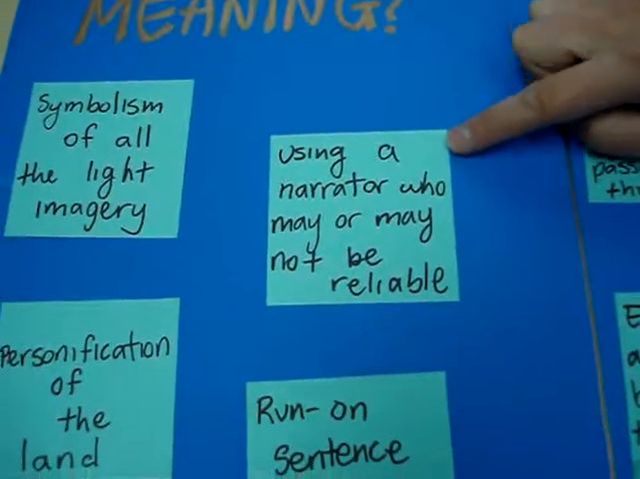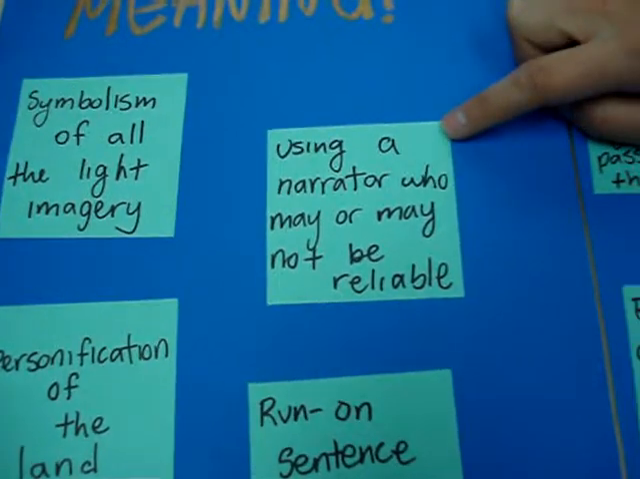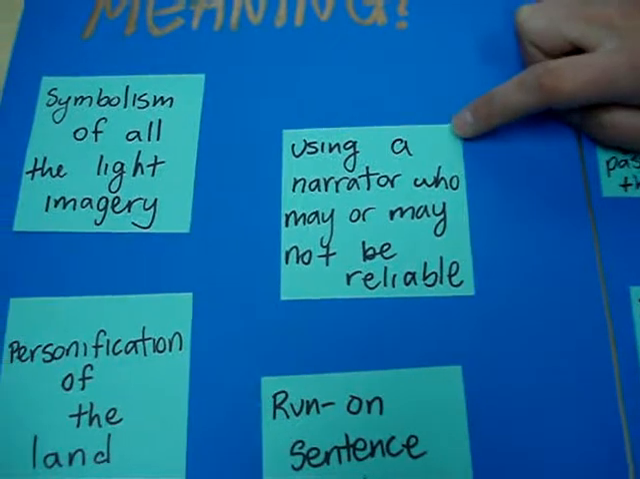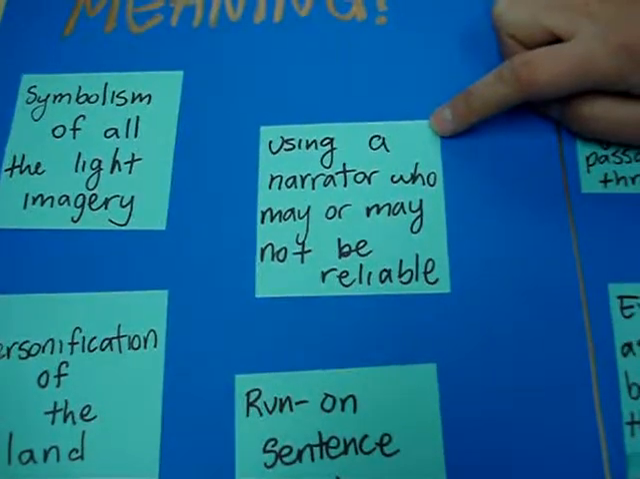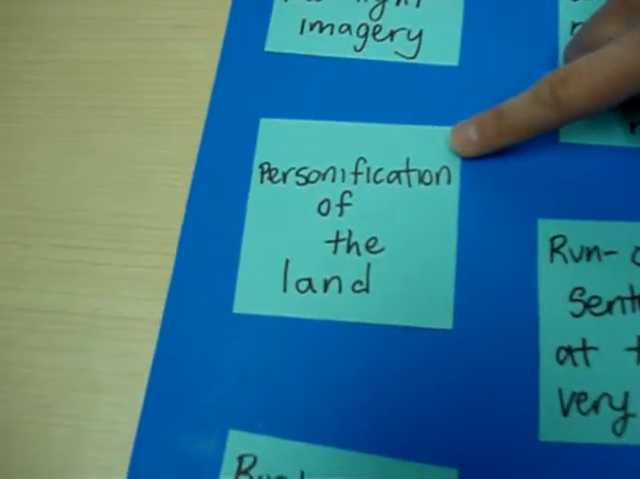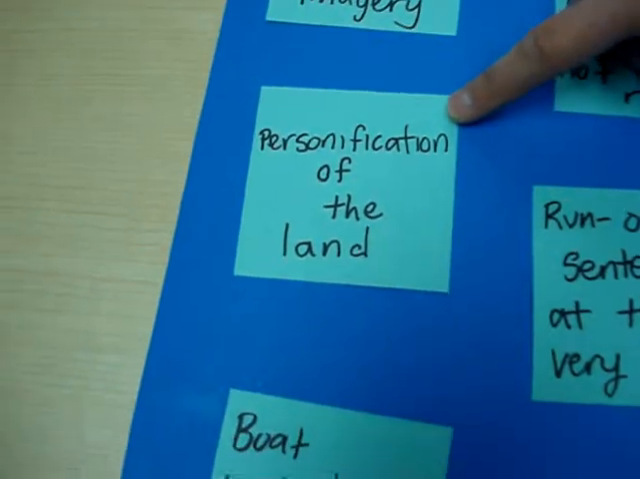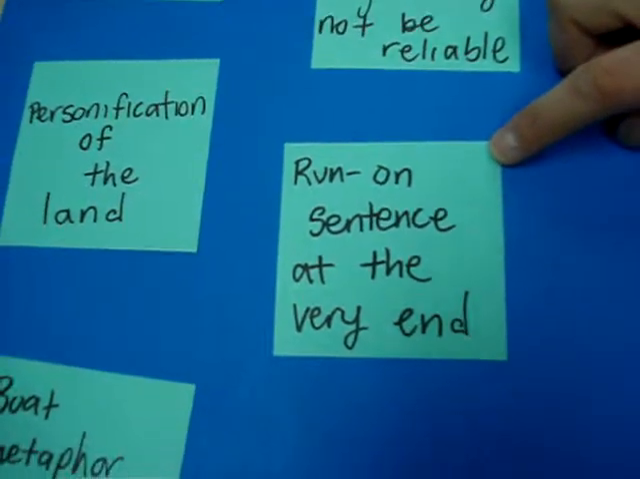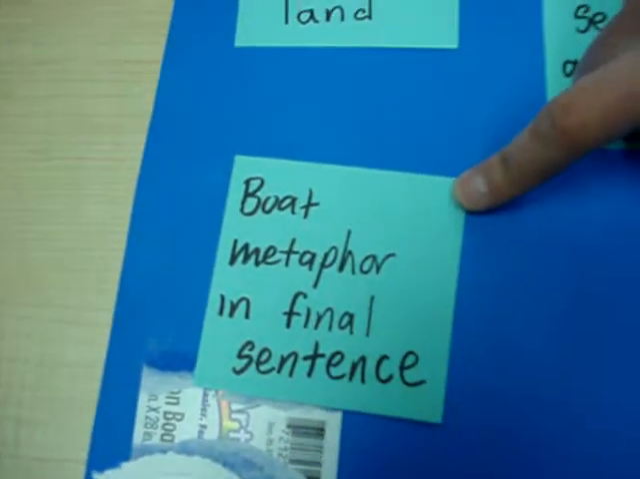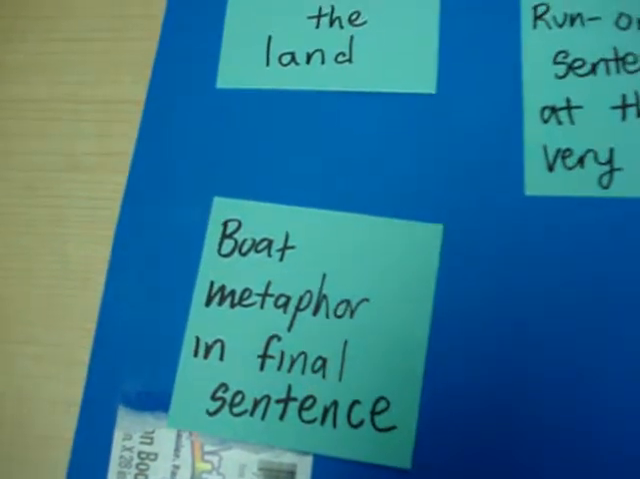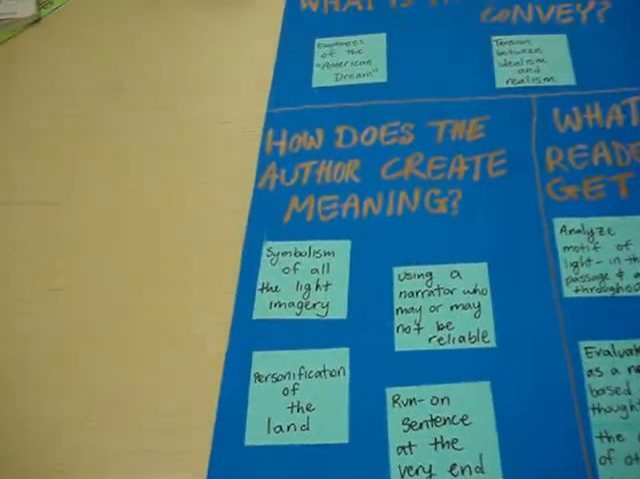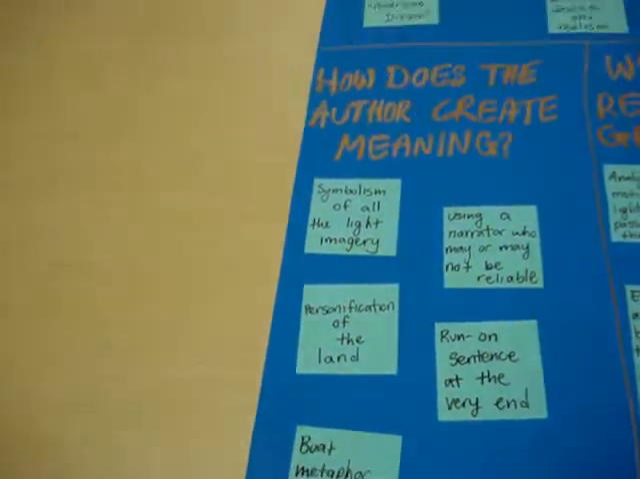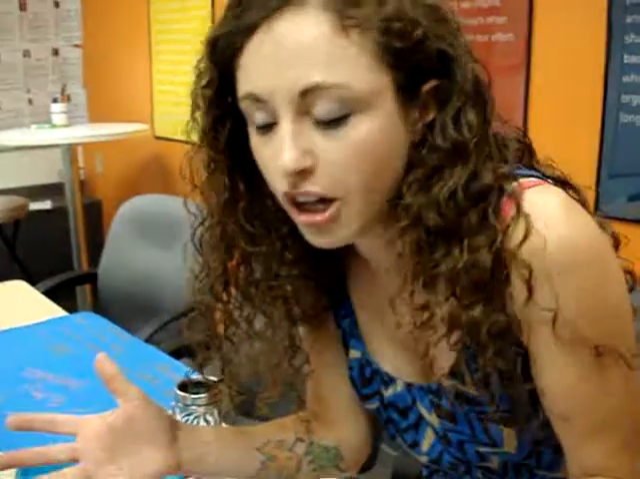Next, we know that Fitzgerald is using a narrator who may or may not be reliable, and that this is going to shift how we view the plot and the theme of the book. Then we have the personification of the land in these final paragraphs. We have the run-on sentence at the very end. And then we have this boat metaphor in the final sentence. So all of these things are ways in which we are layering meaning in this story, to go beyond plot, but really into metaphorical thinking as well.